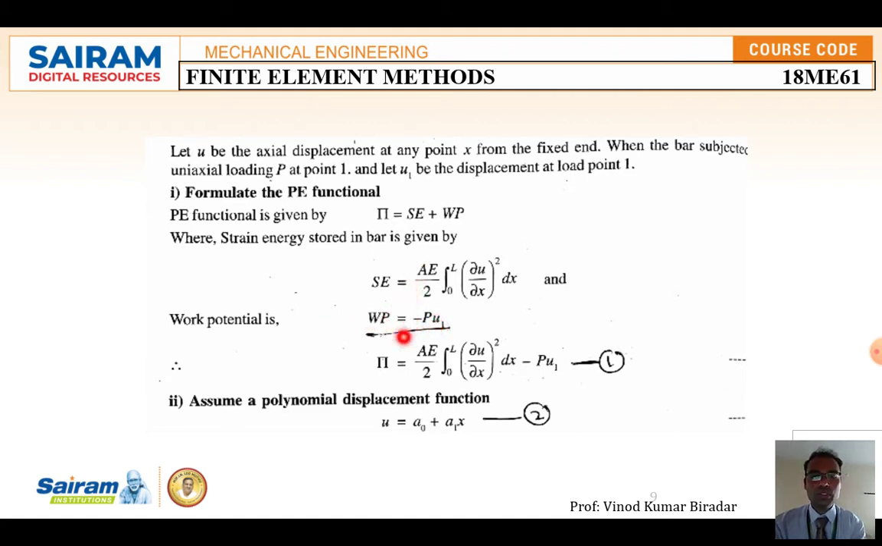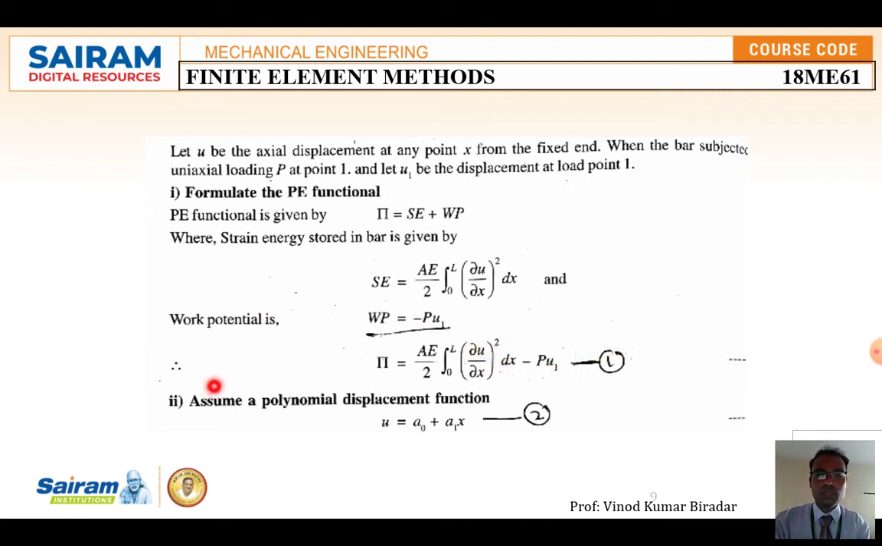Substitute these two in the potential energy function equation, that is pi is equal to AE by 2 integral of 0 to L of (dou U by dou x) square dx, plus, since the minus is there, minus P into U1. So substituting strain energy and work potential in the above equation, you are going to get the potential energy equation. Give that equation number 1. How do we know these two equations? They are already there in the list of formulas. Remember, for the bar subject to axial load, you have to note down and substitute this formula in the potential energy function. You are going to get pi is equal to AE by 2 integral of 0 to L of (dou U by dou x) whole square dx minus P into U1. Okay, equation number 1.